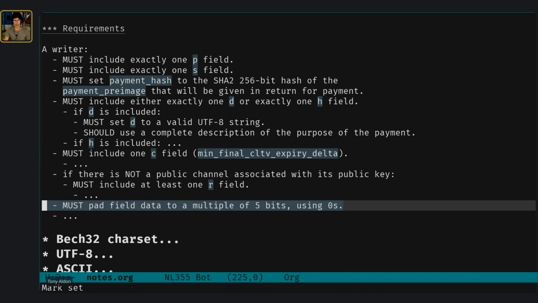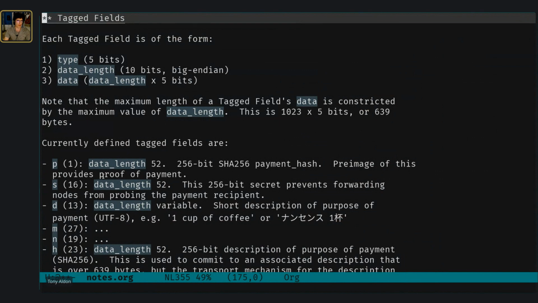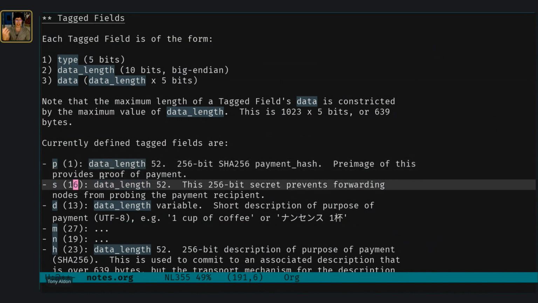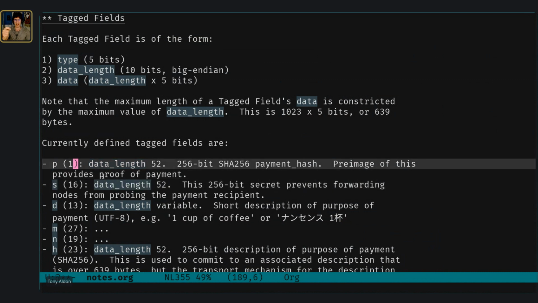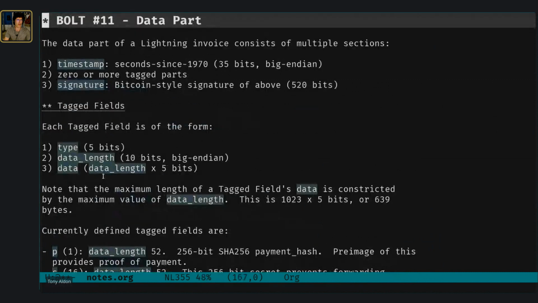And this is why we see some of these things. So we continue. So this is for that description. So we are going to see P and S. We see also that P and S, the payment hash and the secret, are both 256 bits because they are SHA-256 of something, and so the length is 52 for both. Why 52? We know why: it's because we need a padding of zeros. But let's look at that specifically after, now we continue.